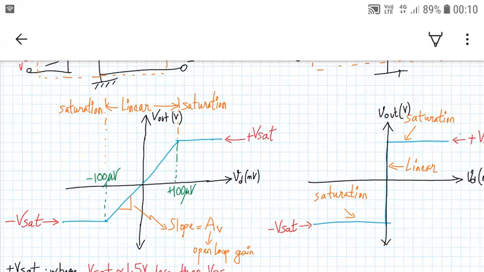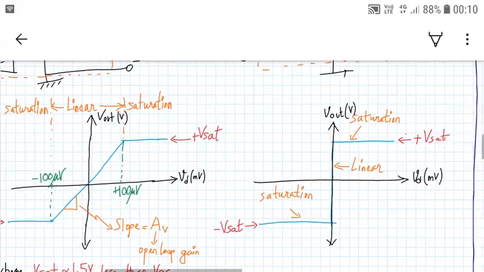as a linear device. Beyond plus 100 microvolt and less than minus 100 microvolt, the op-amp will attain a constant level, which is called plus VSAT on the positive side and minus VSAT on the negative side. So this plus VSAT is called the positive saturation level and the minus VSAT is called the negative saturation level. Also, one more thing to notice, the slope of this line in the linear region is nothing but your open loop gain of the op-amp.